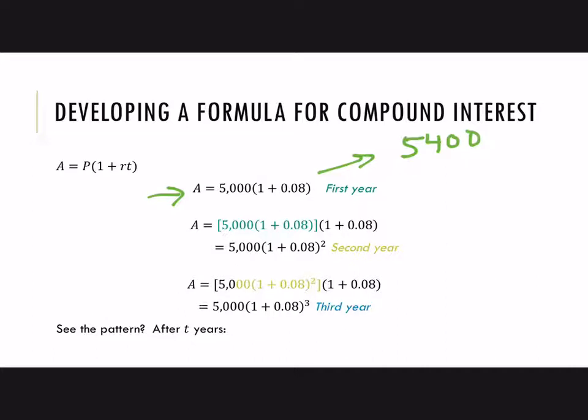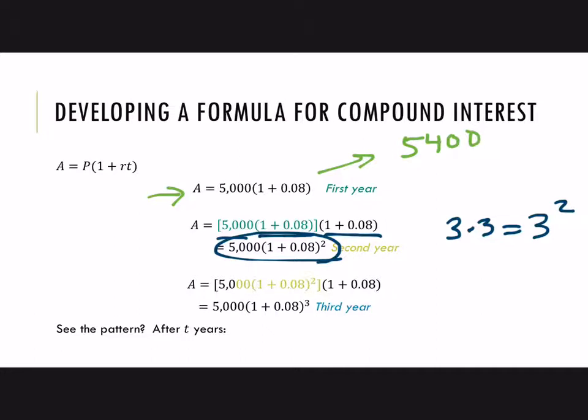And I've written this in a slightly different way using exponents. So notice we have 5,000, and then we have two of these factors, 1 plus 0.08. So remember that when you have two of those, you can write that using an exponent, or squared. Just like if I had 3 times 3, I would write that 3 squared. So that gives me the amount in the account at the end of the second year.